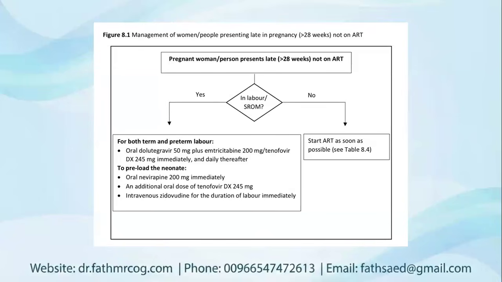Here, from the updated guidelines, they tell you about the management of women presenting late in pregnancy, more than 28 weeks, not on treatment. For pregnant women more than 28 weeks, for both term and preterm labor, give oral dolutegravir 50 milligram plus emtricitabine 200 milligram, and preload the neonate. For the neonate, it will be oral rifampicin 200 milligram, and an additional oral dose.